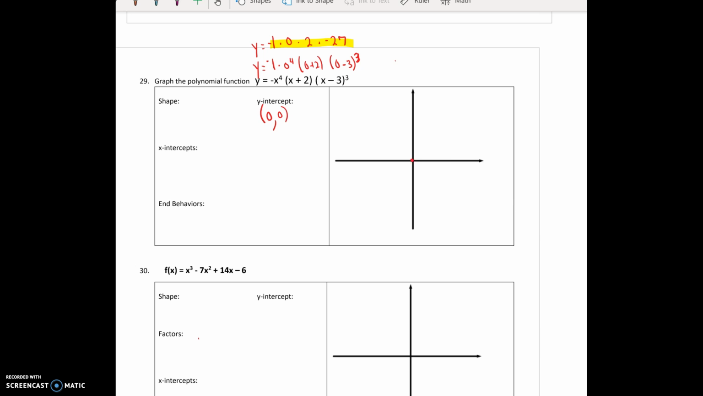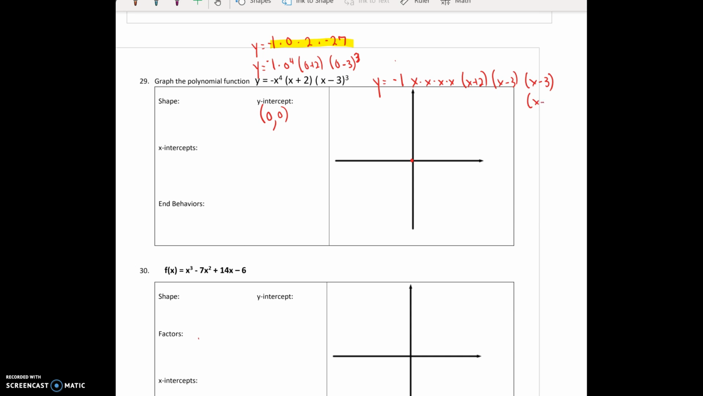Now let's talk about the shape. So the shape is based on the leading term when it's in standard form. So I don't want to take a lot of time and write this out, but what I want to pay attention to is that there is a -1 in front, and that there are 4 x's from x to the fourth. There's another x from x plus 2, and 3 more x's from these 3 x minus 3's.